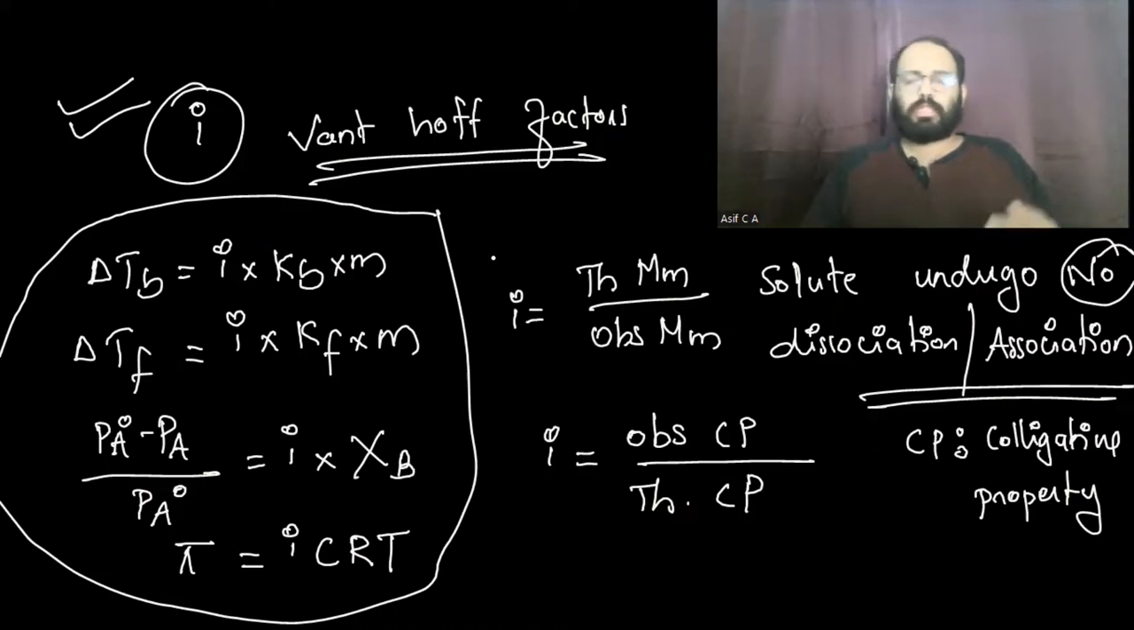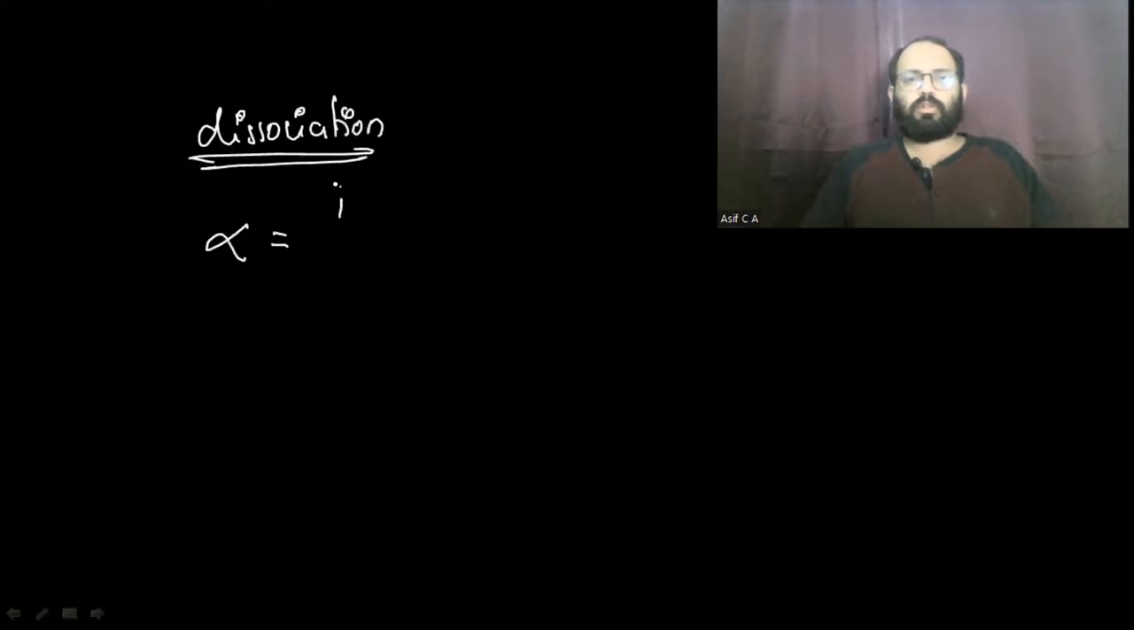And if you want to know the degree of dissociation, alpha is equal to (i minus 1) by (n minus 1).